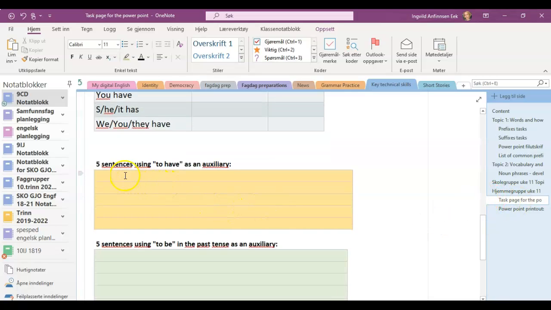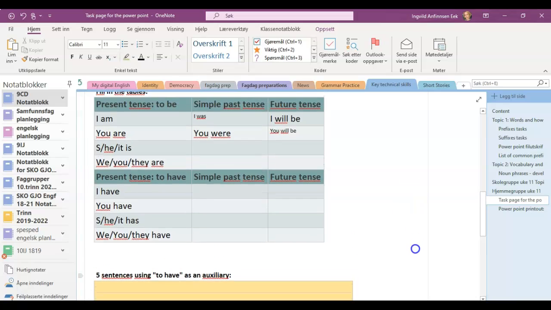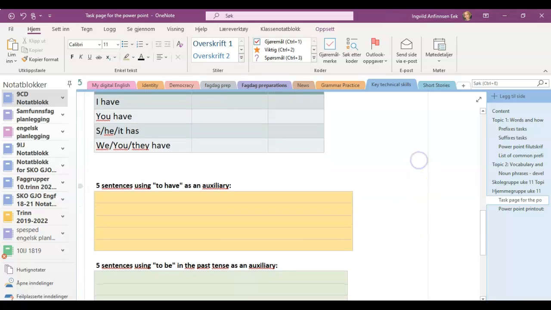Okay, here's a room for you guys to use to have as an auxiliary. I want you to use different tenses. Don't use "have" all the way through your 5 sentences. Use have, has, different forms from it, right? And use I, you, she, we, you, they. Vary it, like it says in the PowerPoint here.